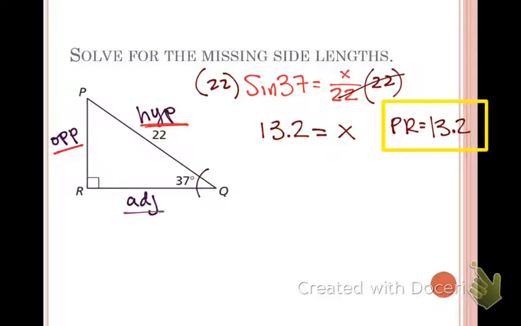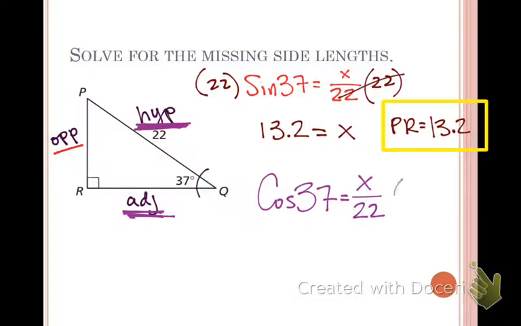The next thing we want to find is the adjacent. So we're going to use the adjacent and the hypotenuse, the side they gave us. Which trig ratio does that involve? Cosine, good. Cosine of 37 equals the adjacent, which we don't know, so we could call it x, over the hypotenuse, which is 22. Multiply both sides by 22. 17.6. What was the name of that side? RQ. So the length of RQ is 17.6.